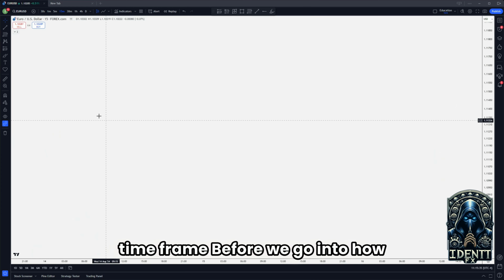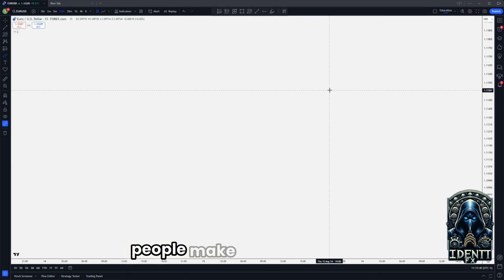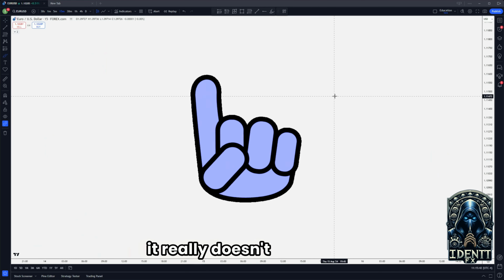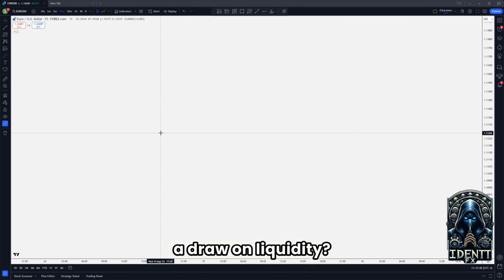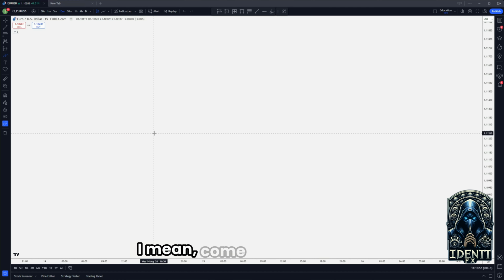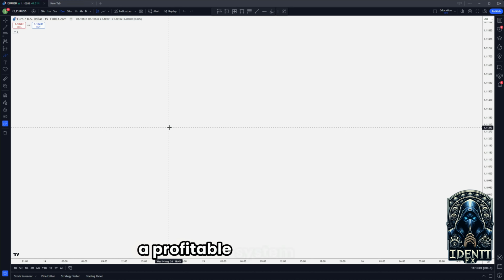Before we go into how to find it, let's really simplify the draw on liquidity, because people make it so difficult and it really doesn't have to be difficult at all. How can you find a draw on liquidity? To me, the market is very simplistic. I really simplify the market to myself and also to my students because, I mean, come on, it's difficult enough as is to actually get a profitable system in place.